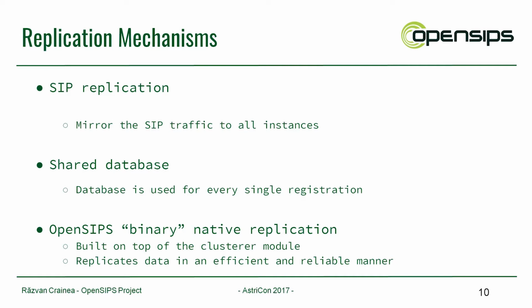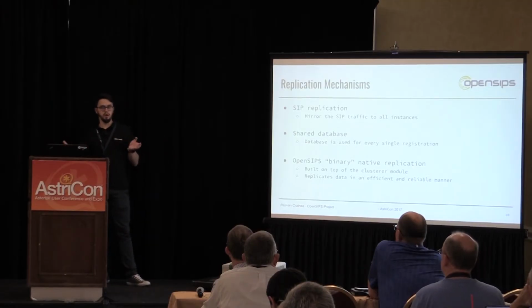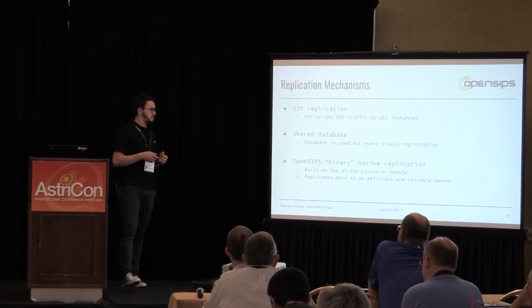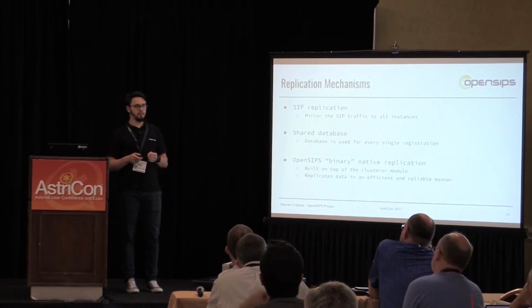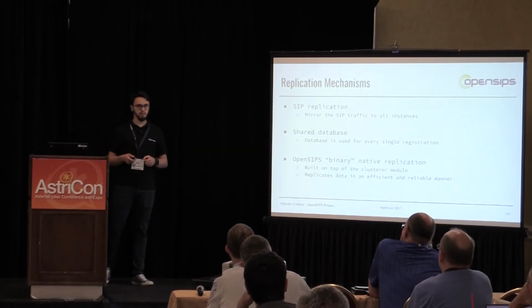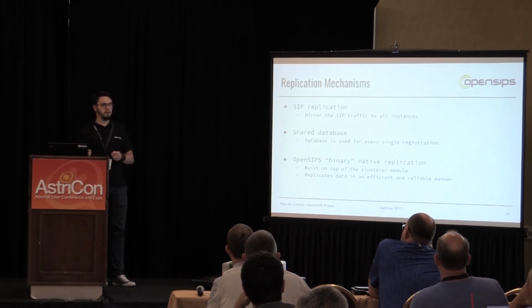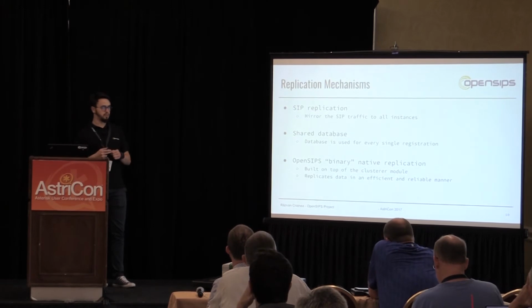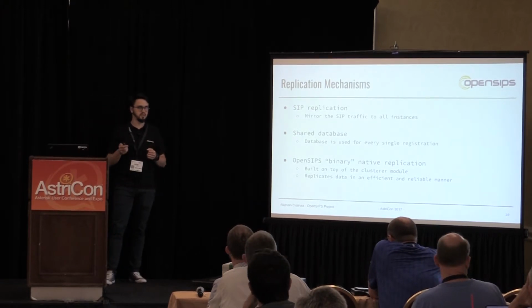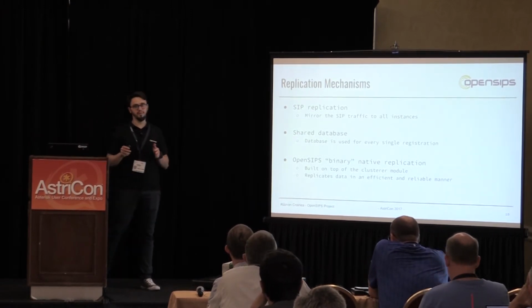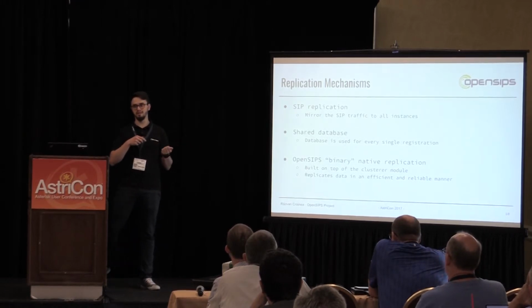That's why in OpenSIPS we built a different, native replication channel that is built on top of the cluster module. So basically you can have as many instances as you want in a cluster, and you can share the information in a very reliable and very efficient way within that cluster. This is offered by the cluster module and the binary interface module. Bogdan talked about it in the previous presentation. I'm not getting into too many details because I've already presented this last year.